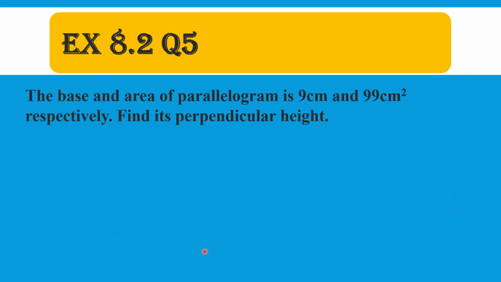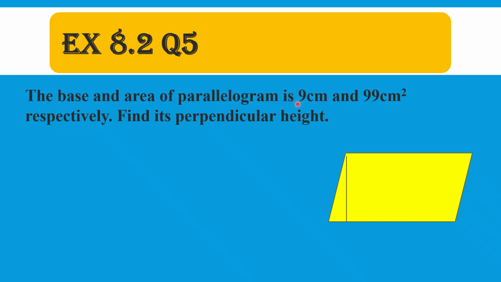Now exercise 8.2, question number 5. The base and area of a parallelogram are 9 cm and 99 cm square respectively. The first measurement is the base and the second is 99 cm square. Find its perpendicular height, so we have to find the height. Let's understand this question with this figure. This is a parallelogram. This is the altitude or height of this parallelogram.